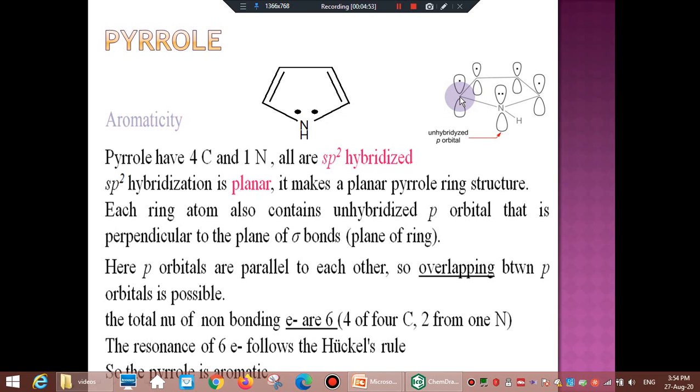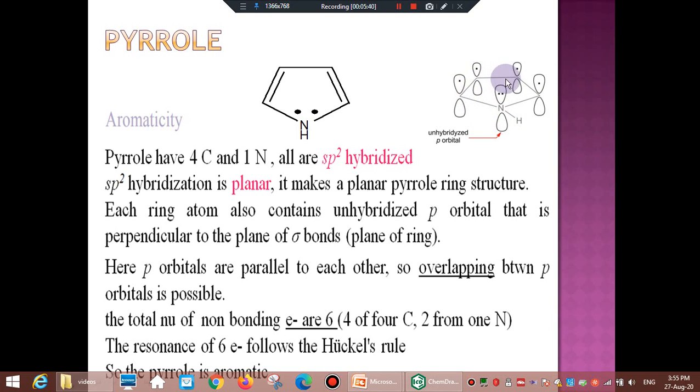Each sp2 hybrid orbital of an atom overlaps with the neighboring carbon atom or nitrogen atom to form a sigma bond. And the third sp2 hybrid orbital overlaps with the s orbital of hydrogen to form a sigma bond. Likewise, all the carbon atoms overlap with neighboring atoms and with hydrogen to form sigma bonds. And we are now left with one unhybridized p orbital on each carbon atom, and one unhybridized p orbital on the nitrogen atom.